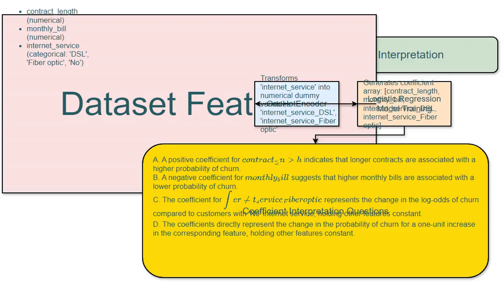I see 3 features in your dataset. Contract length, a number representing the duration of the contract, monthly bill, the customer's monthly payment amount, also a number, and internet service type, a category with options like DSL, fiber optic, or no internet. These features will be used to predict customer churn.